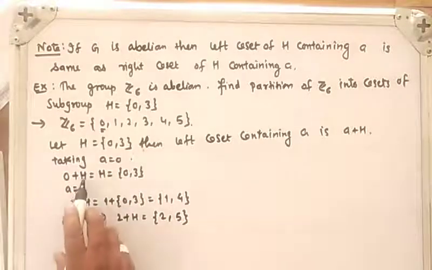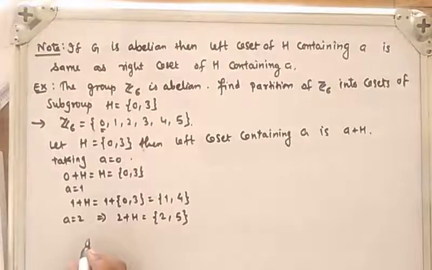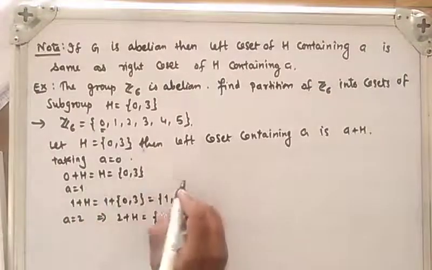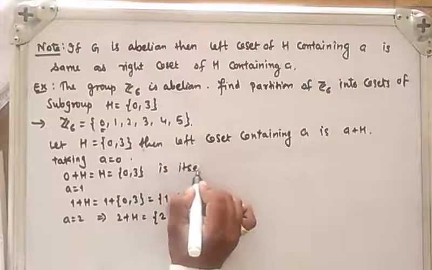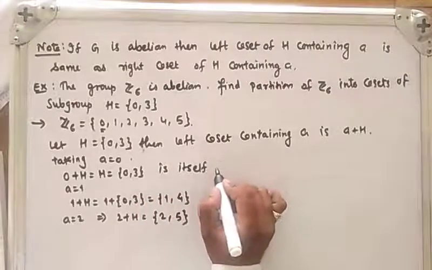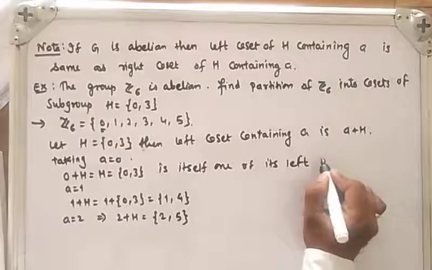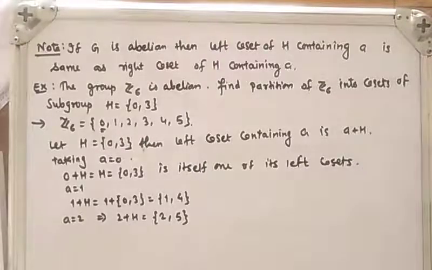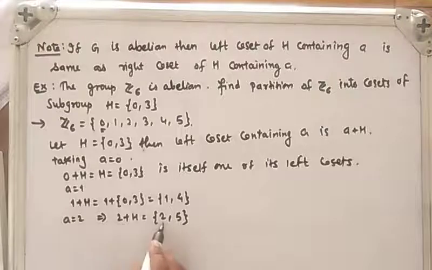And next here we have H, 1 plus H, 2 plus H. Now if I take another set, 3 plus H, here H is equal to {0, 3}, it is itself one of its left cosets, right? And to find another coset, put A equal to 1, we will get another coset 1 plus H, which is {1, 4}. If I put A equal to 2, then we will get another coset, 2 plus H, which has elements 2, 5.